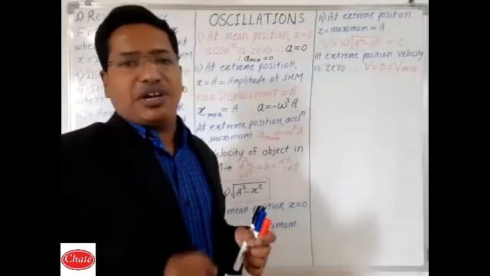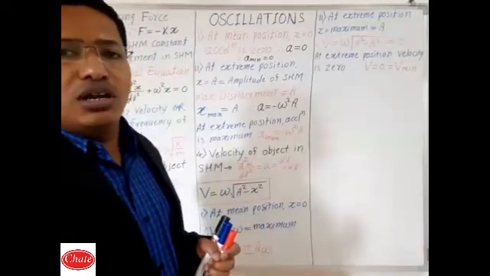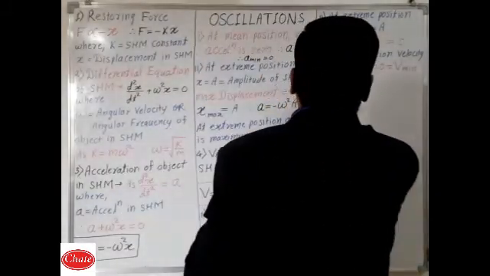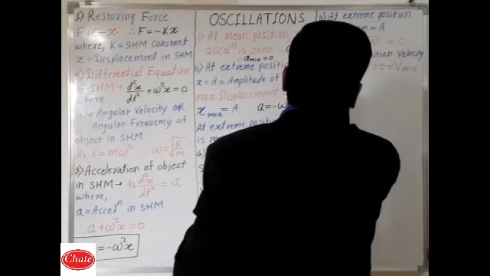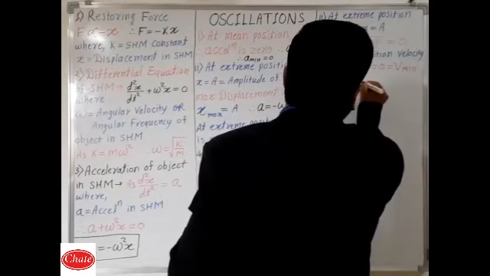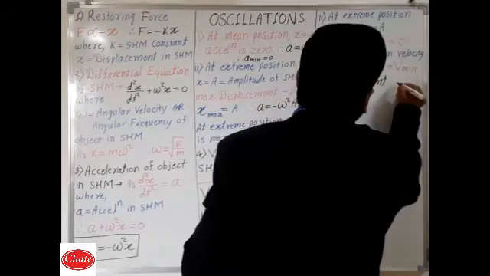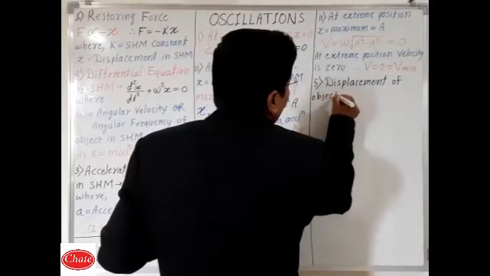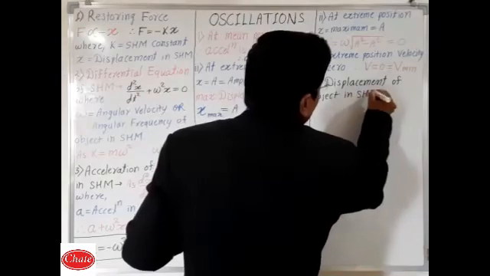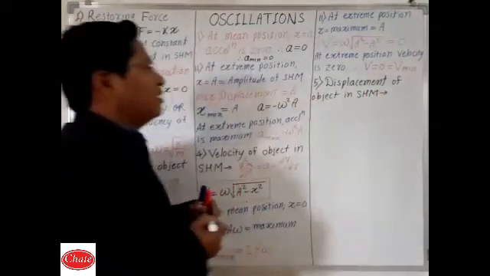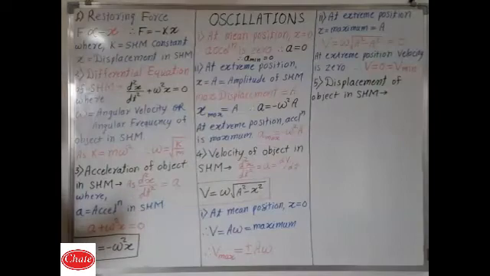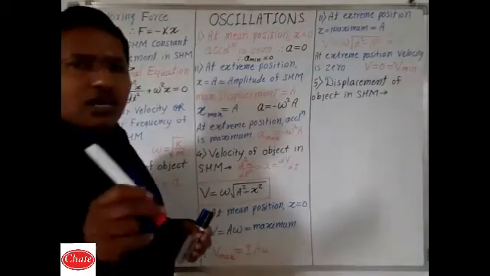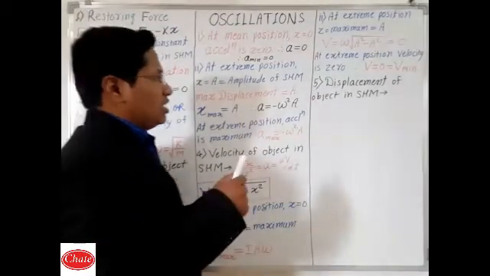आता आपण डिस्प्लेसमेंट कडे जाणार. We are going to learn the displacement in SHM. Let's go for fifth point. Displacement of object in SHM. SHM मध्ये आपल्याला काय बघायचं? डिस्प्लेसमेंट ऑफ ऑब्जेक्ट इन SHM. मग त्याचं इक्वेशन काय? Can you remember that equation of displacement in SHM?